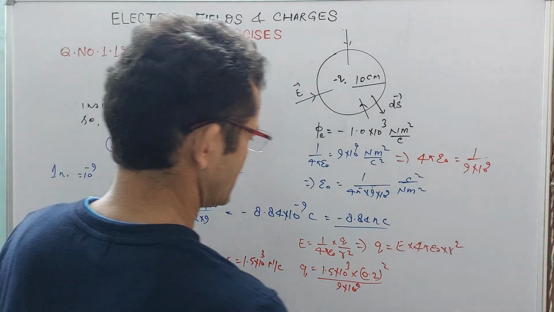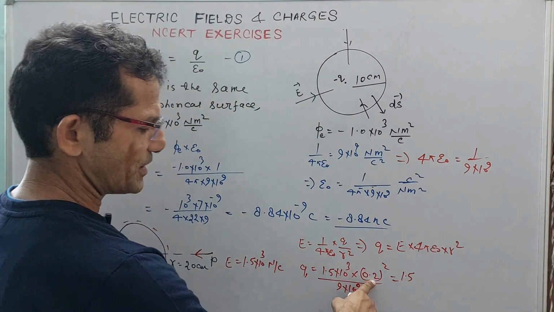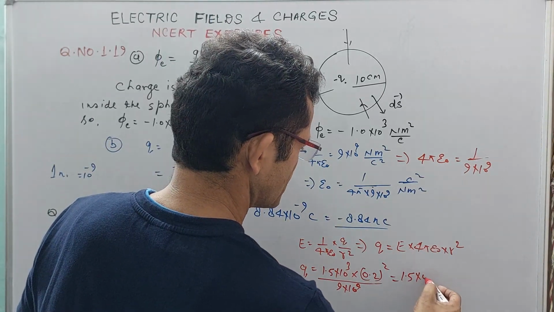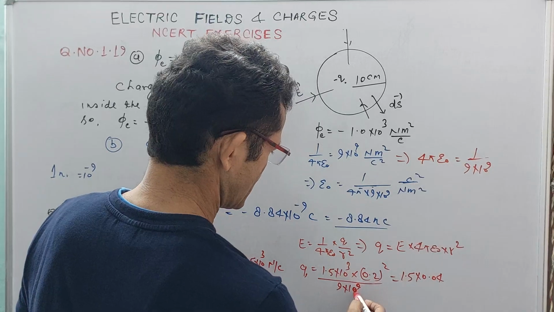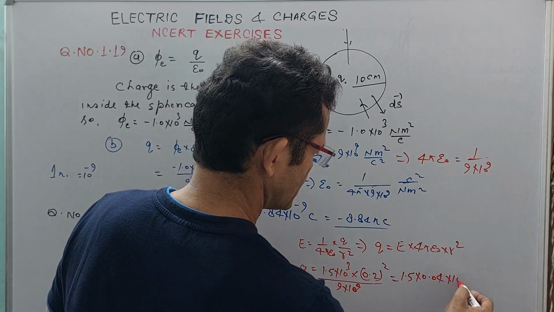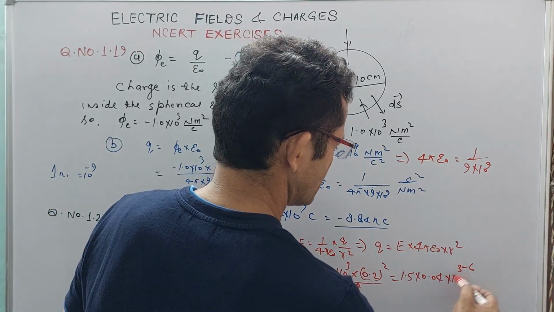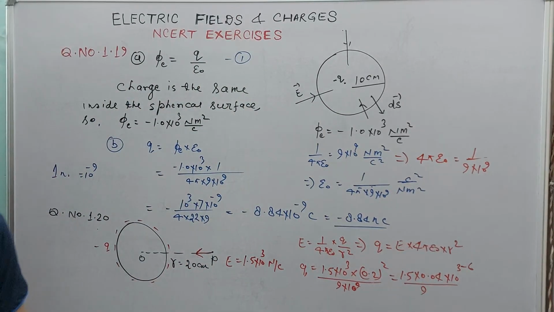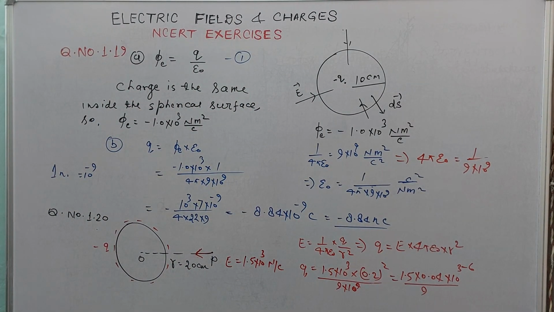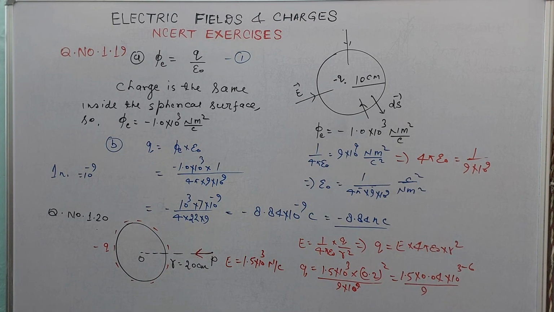Yes, just simplifying it, 1.5, 0.2 will be 0.04, and 10 to the power 9 goes. If 10 to the power 3 is in the numerator and 9 in the denominator, 3 minus 6 divided by 9. Now after simplifying, this value comes out 6.67.